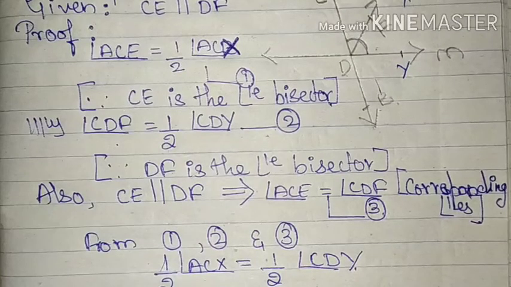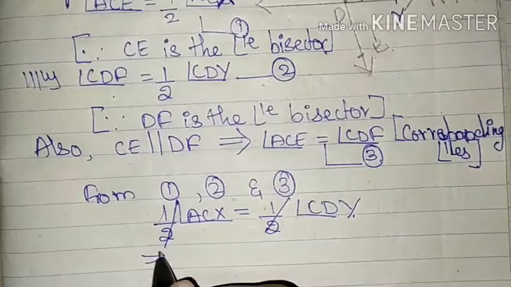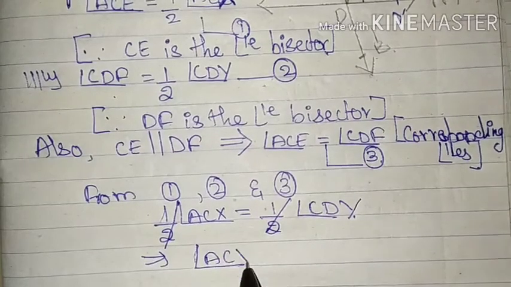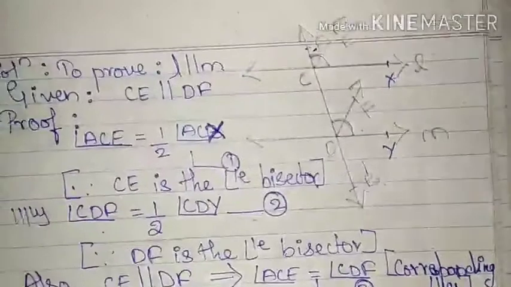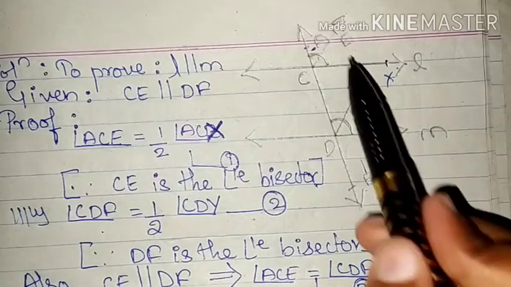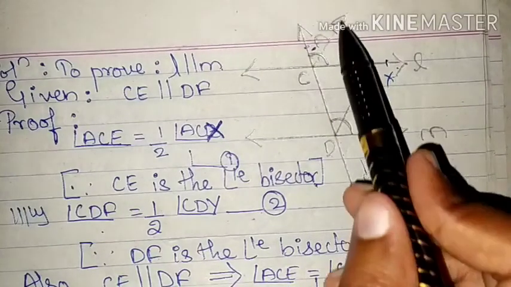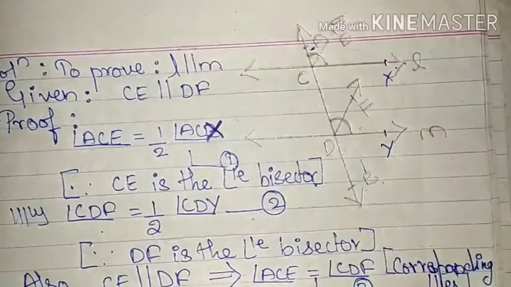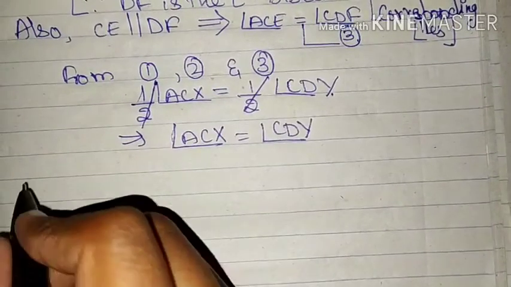Half angle ACX is equal to half angle CDY. Half cancels each other. We have angle ACX is equal to angle CDY. But now look here, angle ACX and angle CDY are the corresponding angles for the lines L and M, and they are equal. So what does the converse axiom say? When the corresponding angles are equal, then the lines are parallel. That is the corresponding axiom.